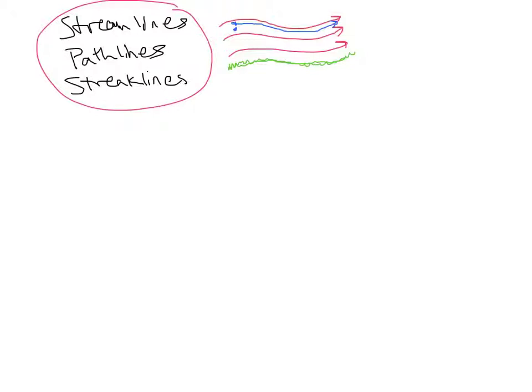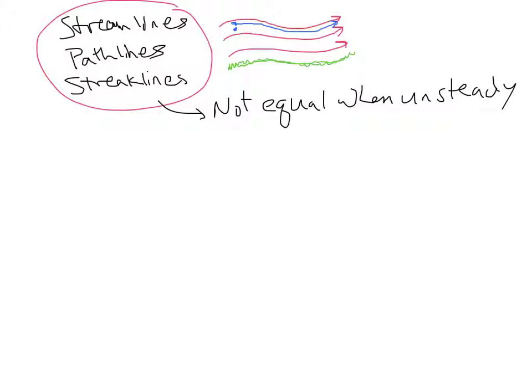In unsteady flows, though, they diverge, and so they are not equal when the flow is unsteady. We did an example of that in lecture today, and I would encourage you to play around with some other examples related to that.